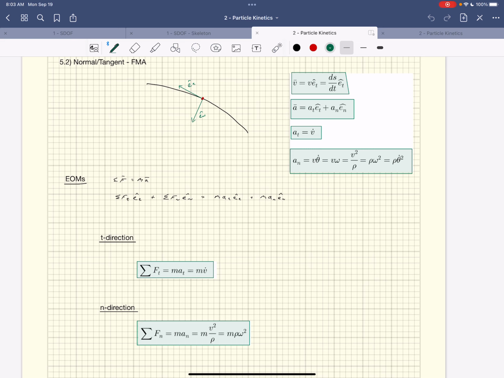Force mass acceleration, right? And we did it for Cartesian coordinates, and then we did it for normal tangent coordinates, okay? And so in normal tangent, that's what we're in the middle of. You sum the forces, it's mass times acceleration in the tangent direction, which is the change in speed. And then in the normal direction, it's either mass times v squared over rho, or m r omega squared, or rho omega squared. Just depends on, do you have omega, do you have velocity, which one do you have, and then you can use either one of those, okay?